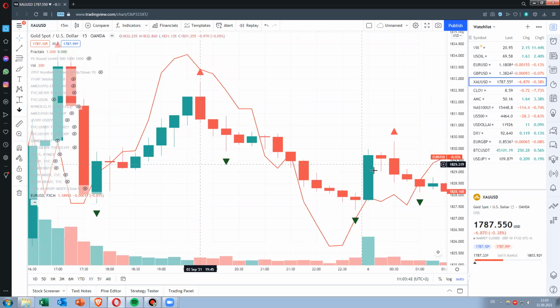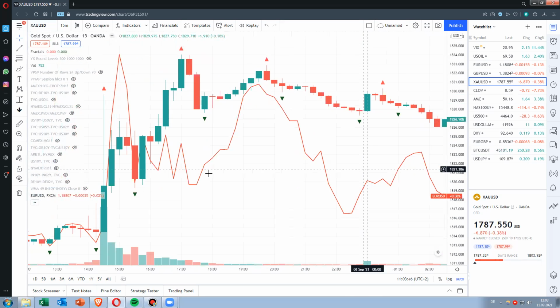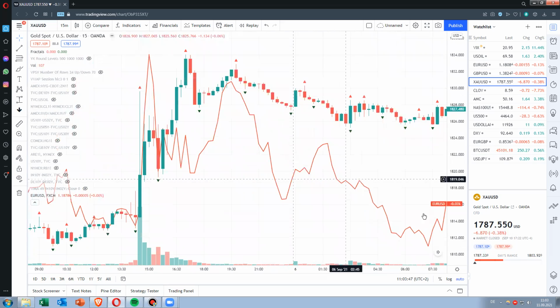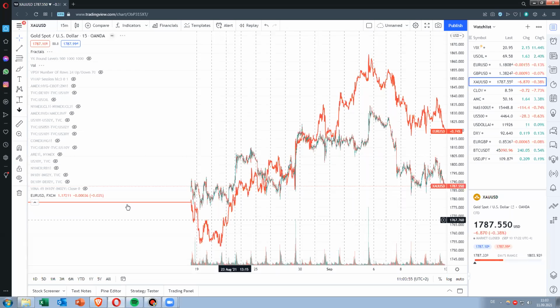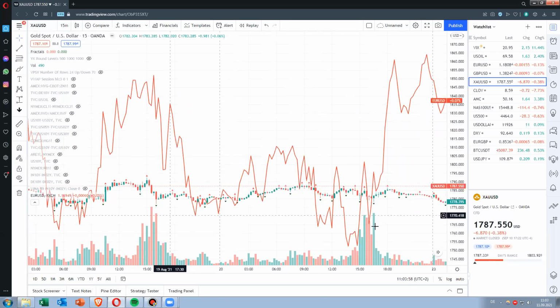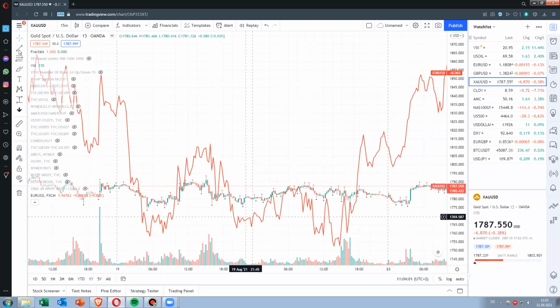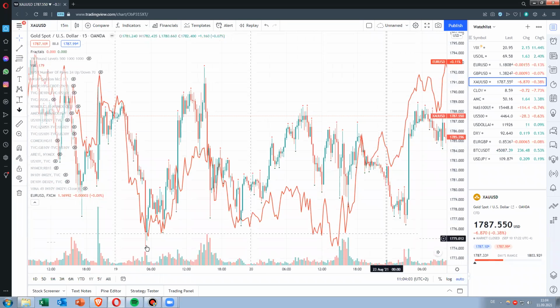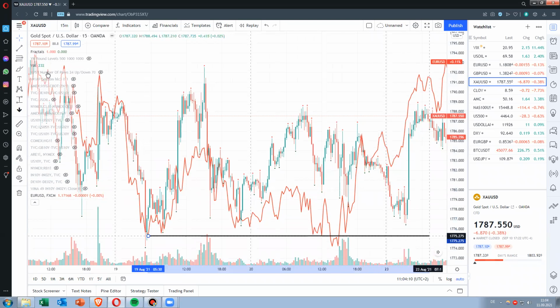And then, for example, let's go way, way back in time. This bottom price here. There will always be some divergence. Look, this is the Euro USD, right? The Euro USD takes the stops out. This makes a lower low. Look what gold is doing at this present time.